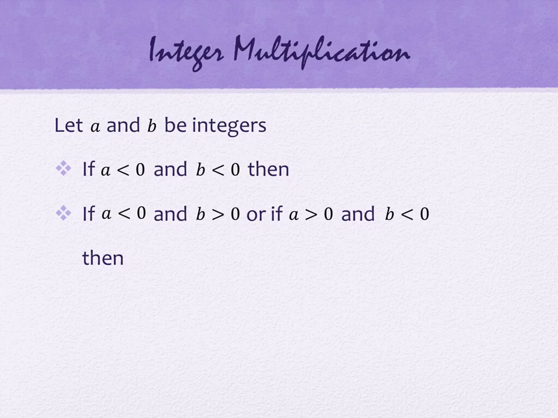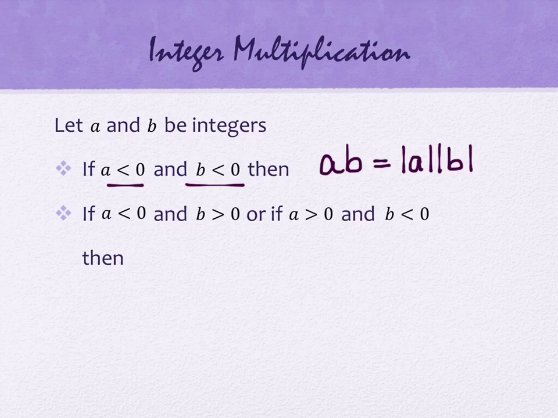Okay, let's do some facts about integer multiplication. A and B are integers. If A is less than 0 and B is less than 0, then, so this would be sort of the generalizations you can make from having done these arguments with these different models, whichever model you liked or didn't like, I don't care. But you have A times B. It will equal the absolute value of A times the absolute value of B.